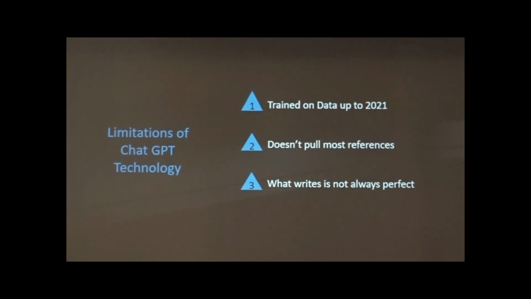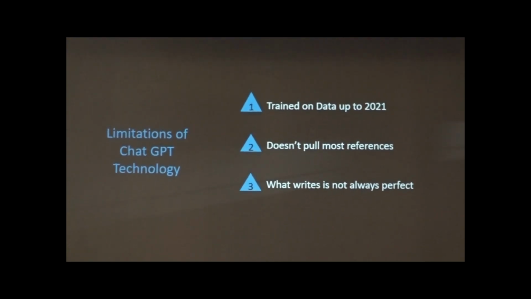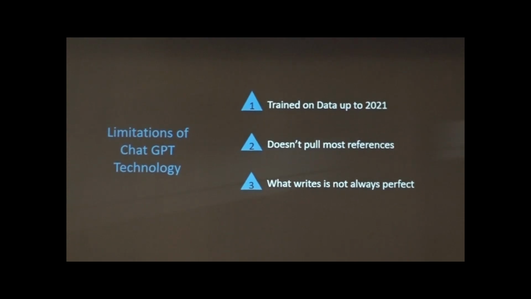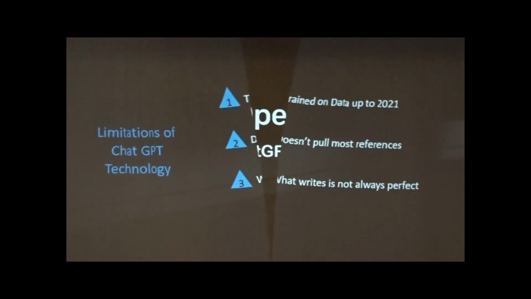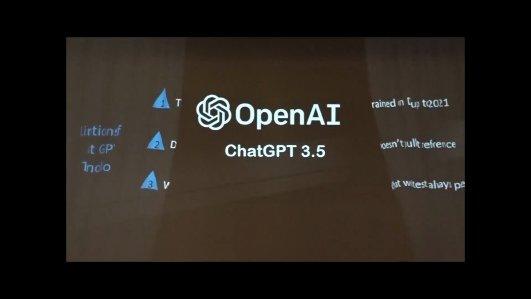It doesn't pull the most references; it can't give many references either. And the last is that whatever it writes is not always perfect. You can't completely, 100%, rely on the responses of ChatGPT for certain things. You need to refer to other sources of documents as well. Over, my theory session is over.